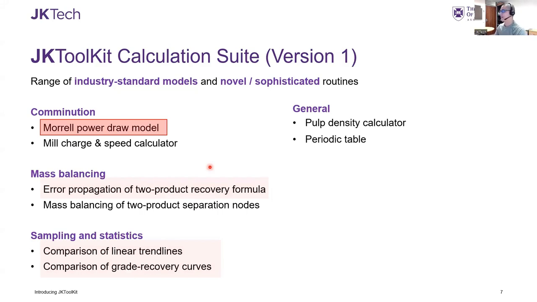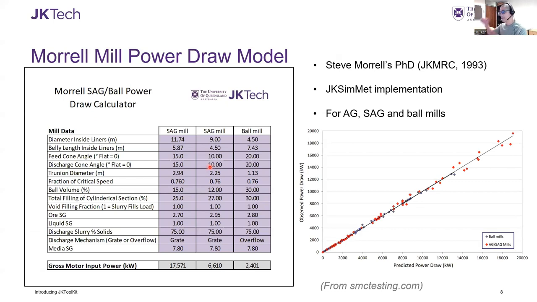The first tool that I'll cover is the Morrell Power Draw model, which is one of the most well-known models to have been developed at the JK. It's the major outcome of Steve Morrell's PhD thesis from the early 1990s and predicts the power draw of motors for tumbling mills, so for AG, SAG, and ball mills.